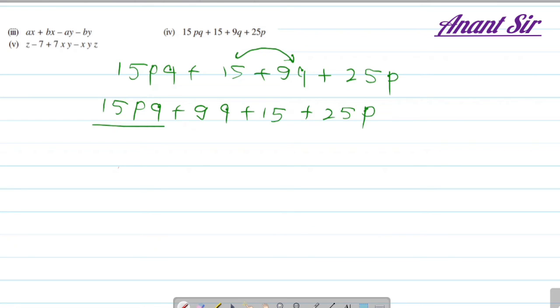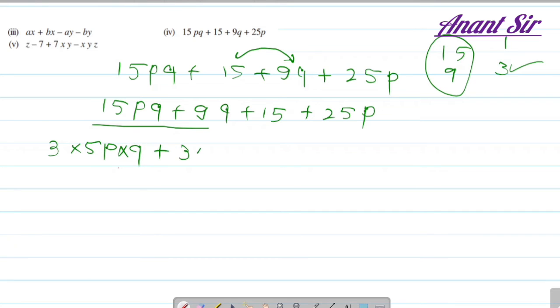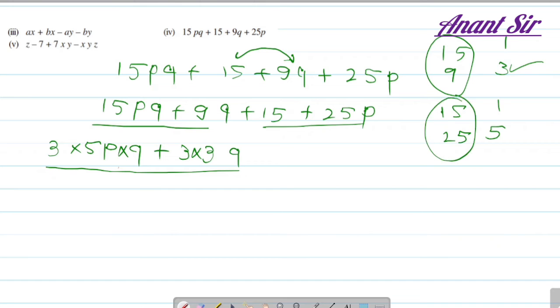Now 15 and 9, they are divisible by 1 and 3. Okay. So take the largest number, use that table. So for 15 I am going to write 3 times of 5 and then p and q. For 9 I am going to do it as 3 times of 3 and then q. So these are the first two terms. For 15 and 25, they are divisible by 1 and 5. So take the greatest number, 5, use that table.